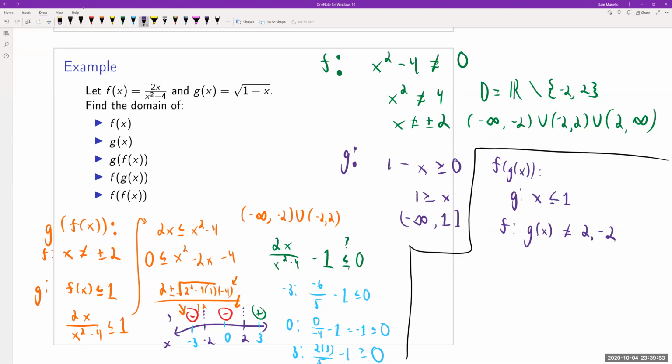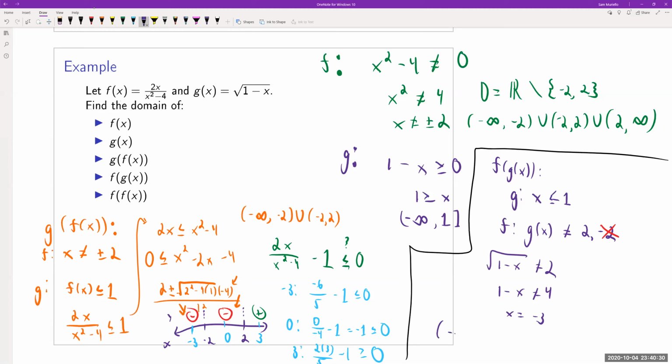Now, we shouldn't have a problem with g being negative because g is a square root. So we can immediately cross that one out from our consideration. It's still something that cannot happen, but it's not going to happen, so we don't have to worry about it. So we'll just have to make sure that square root of 1 minus x is not equal to 2. That means 1 minus x cannot be equal to 4, and x cannot be equal to -3. So that means that we will have the numbers less than 1 except -3.